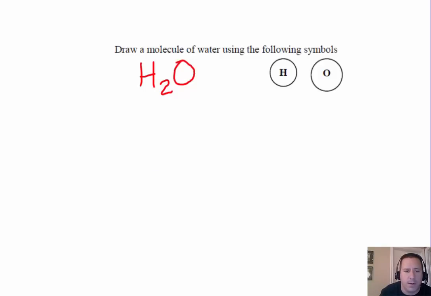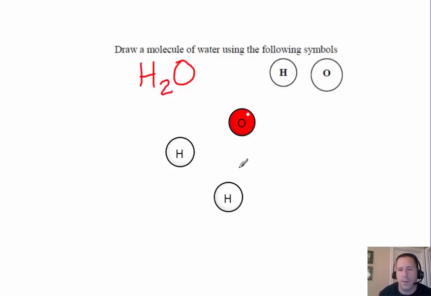So let's bring out a hydrogen and another hydrogen and an oxygen. And it just so happens the way these bond, it kind of looks like this. And we'll use lines to represent those chemical bonds. So this is how you would represent a molecule of water using these symbols.